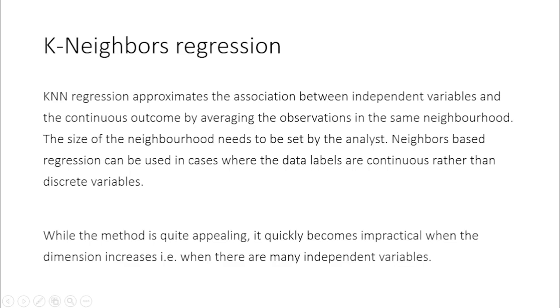Now let us look at k-neighbors regression. KNN regression approximates the association between independent variables and the continuous outcome by averaging the observations in the same neighborhood. The size of the neighborhood needs to be set by the analyst. Neighbors-based regression can be used in cases where the data labels are continuous rather than discrete variables. While the method is appealing, it quickly becomes impractical when the dimension increases, that is, when there are many independent variables. Now let us open our Jupyter notebook and look at k-neighbors regression.